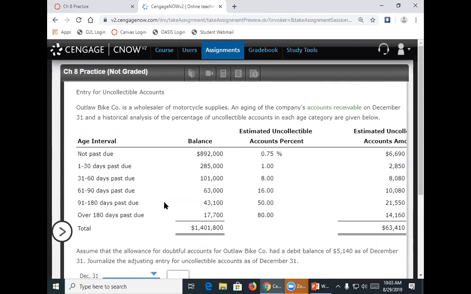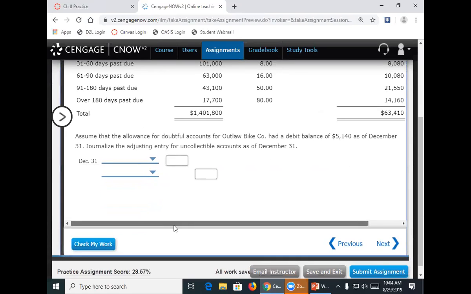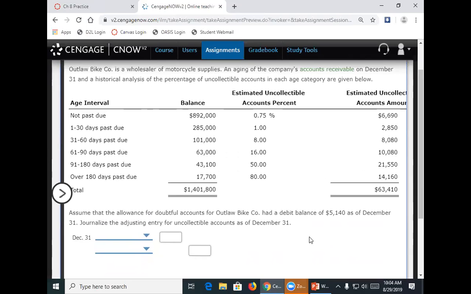So let's do another example though. This one, Outlaw Bike Company, is a wholesaler of motorcycle supplies. They give us their aging. So they've already done the aging for us. Always nice. And let us know the estimated uncollectible accounts percentages and what the accounts are. So what this is telling me again is our total accounts receivable is 1,401,800. Let me move this over just a little bit. And based on this aging schedule, we're estimating our total uncollectible will be 63,410.